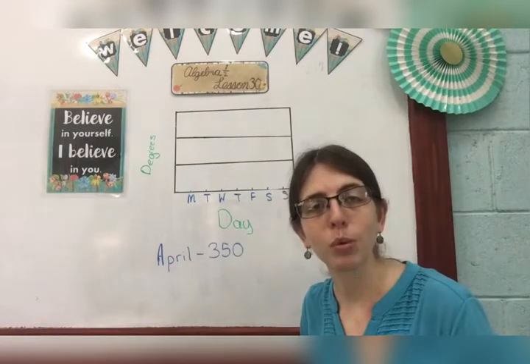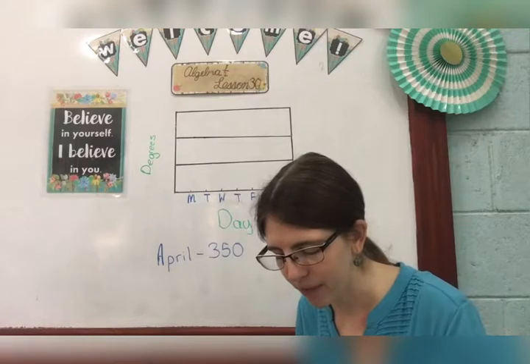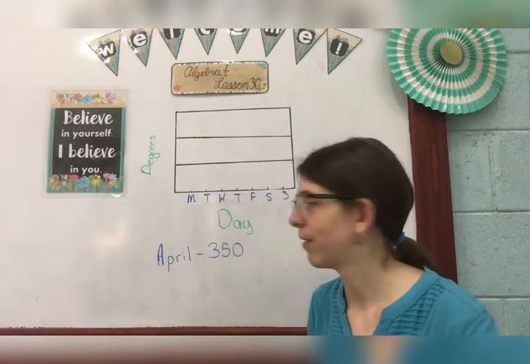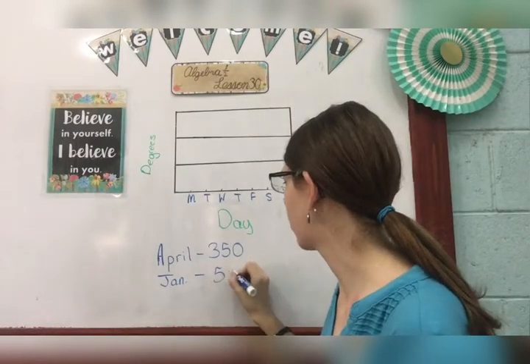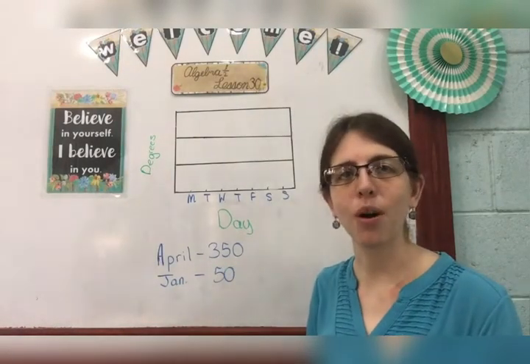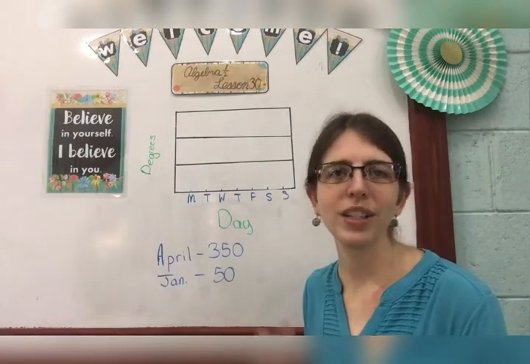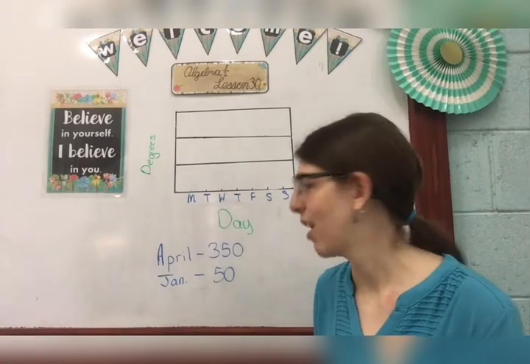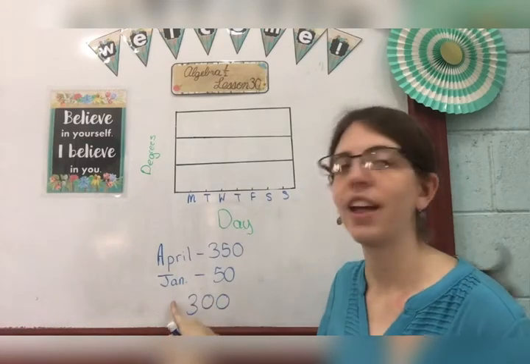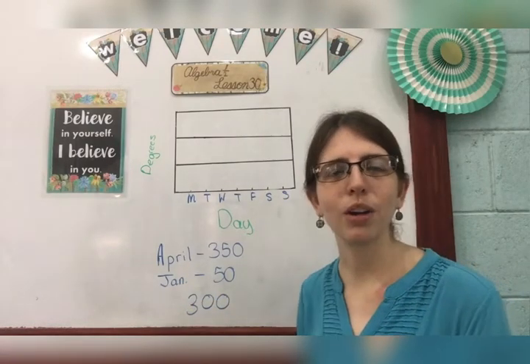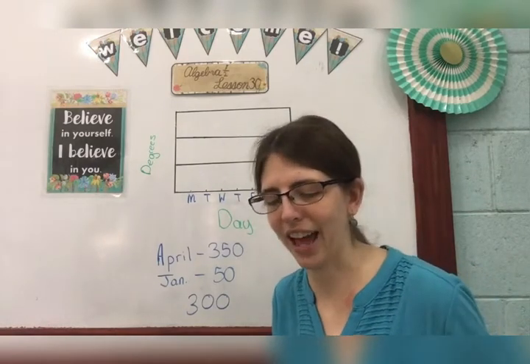It says how many more were sold in April than in January? Well, if you look at January, it looks like that only goes up to the 50 mark. So January only had 50 cars be sold. So to tell how many more, I have to subtract 350 minus 50. What's 350 minus 50? 300. So 300 more cars were sold in April than in January. So a graph gives you a nice visual way to look at information quickly, like that.